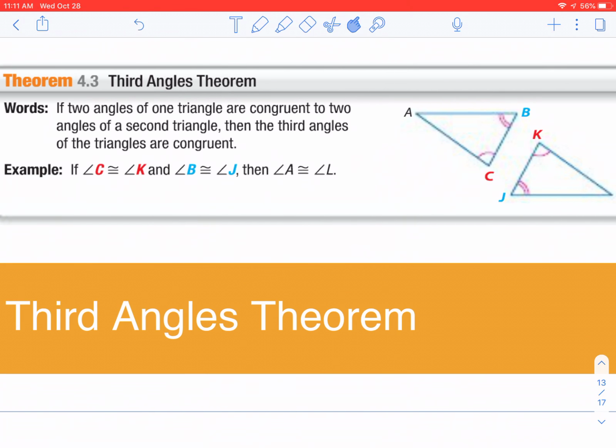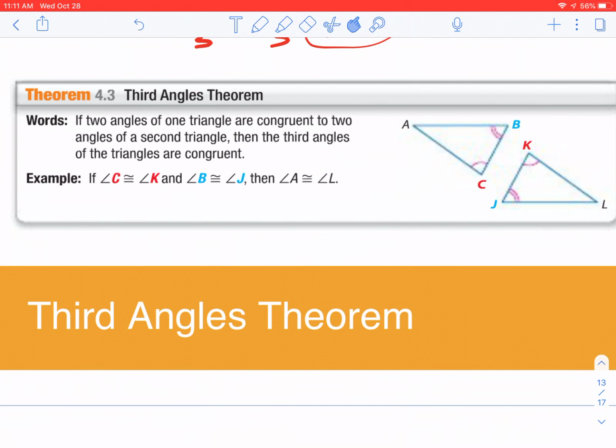Okay, we have a third angle theorem, which basically says if I have two angles that are congruent to each other, then the third angle has to be congruent. So if we use numbers here, you'll see it's pretty apparent, right? If this is 50 and this is 60, that means this one's 50 and this one's 60. We do the math, that means this one has to be 70 and this one has to be 70.